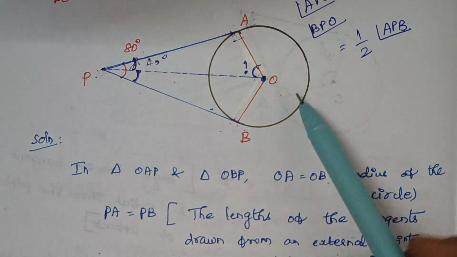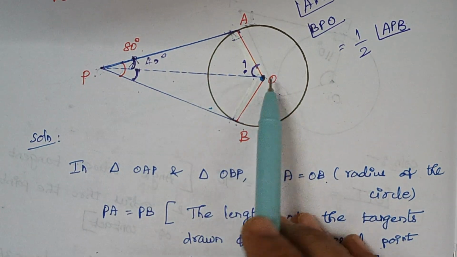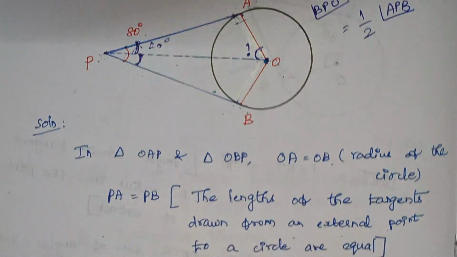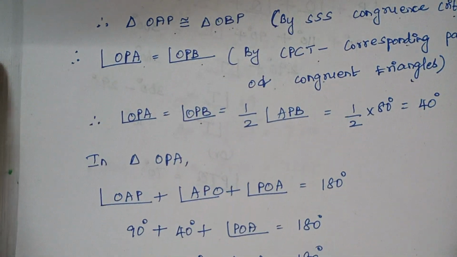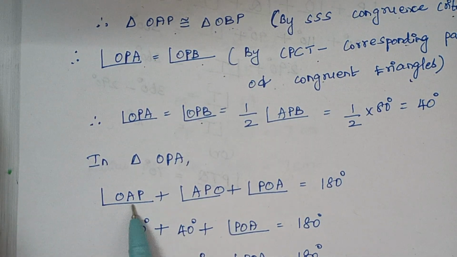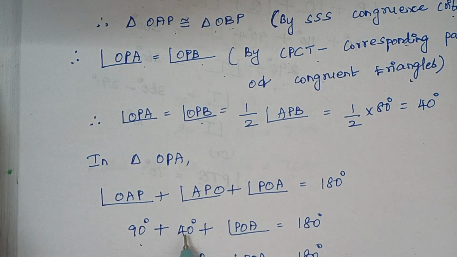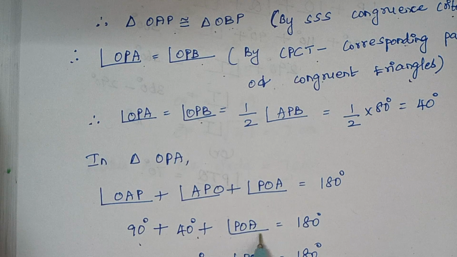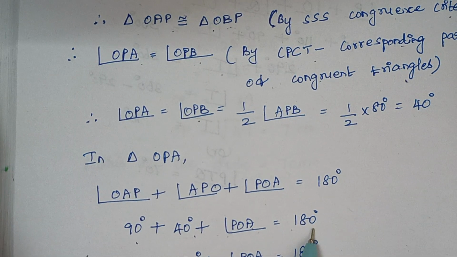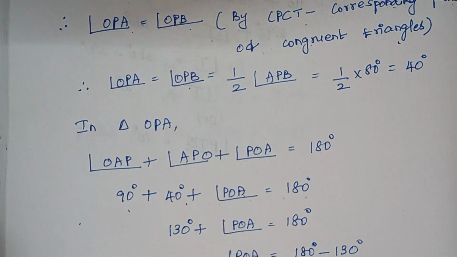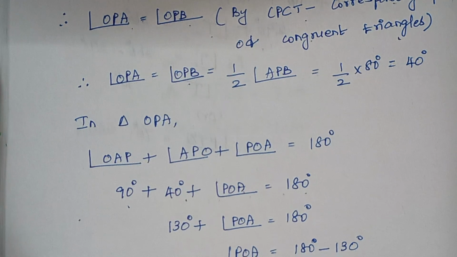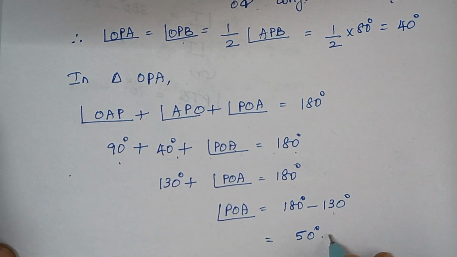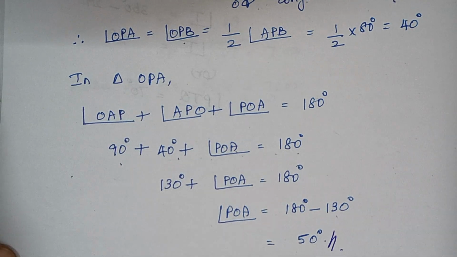So in triangle OPA, the sum of the angles, angle O plus angle A plus angle P, is equal to 180 degrees. Angle A is 90, and angle P is 40 here. We need to find this POA, so keep it as such. So 90 plus 40 is 130. Therefore the angle POA is 180 minus 130, which is equal to 50 degrees.